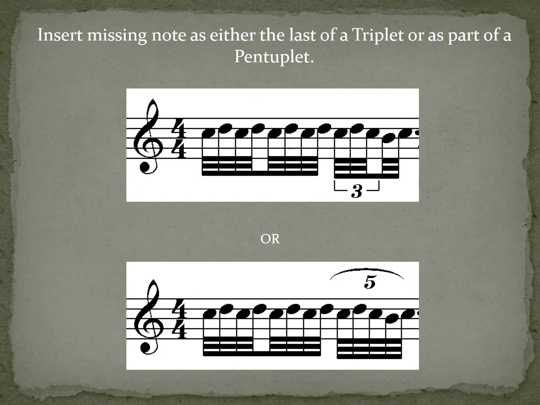So we insert the missing note and we use it as the last note of a triplet. Or we insert the missing note and we include a pentuplet, number 5. So we're creating the written note and note above ending in a turn, but we're also obeying the amount of rhythm you're allowed in that particular bar.